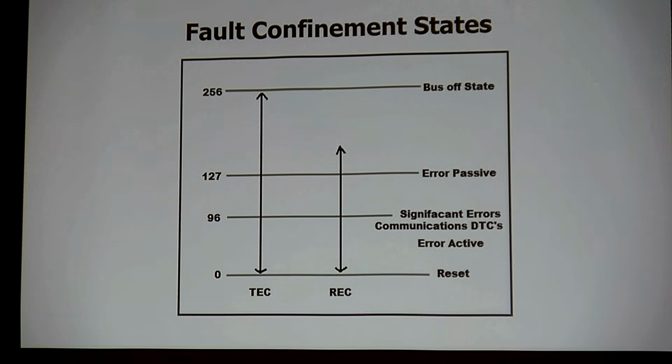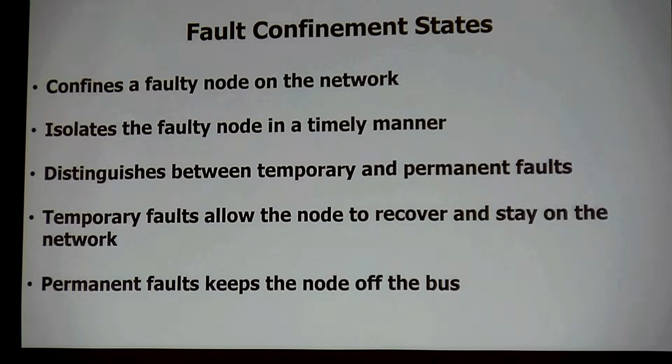This confinement state, basically, I'm going to set a code somewhere, depending on the engineering that did this, somewhere around 96 to 100 counts. That's DTCs. Passive error at 127 and bus off at 256.